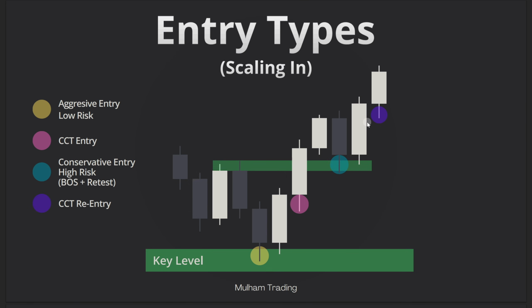Now, the last thing that I want to discuss is the entry types. I'm not going to give examples on this because I gave different ones previously. And if you want a whole video about this specific concept, the entry types, and how you can have multiple positions and scale in just based on this, I can do one.